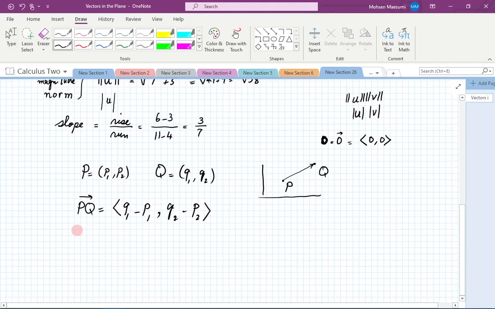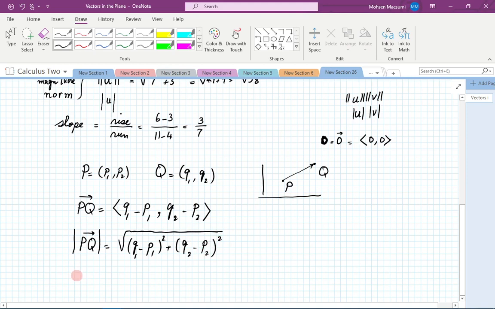If I want to talk about the length of this, by now we got used to a single bar. It's just the Pythagorean formula, so it's going to be the distance formula you are used to from your basic classes.